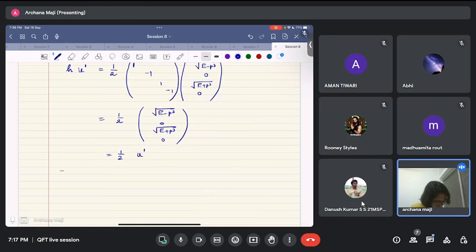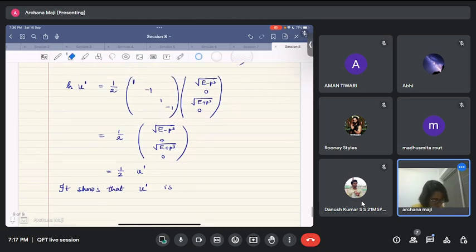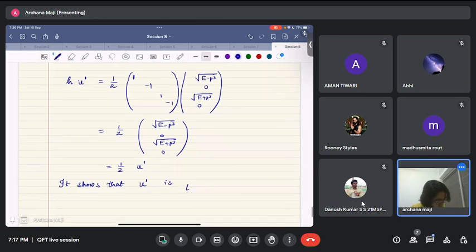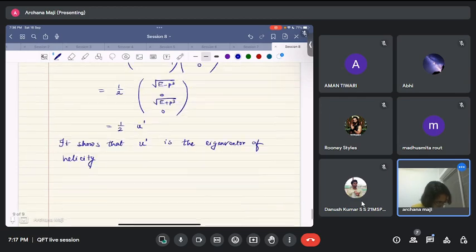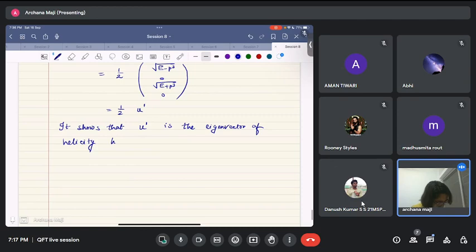So that means you are getting back half u1. So it shows that u1 is the eigenvector of the helicity operator with eigenvalue plus half, and this is called the helicity eigenvector of the helicity operator.